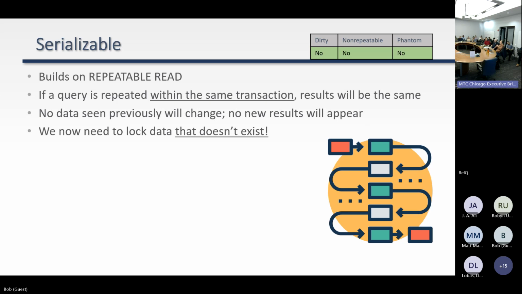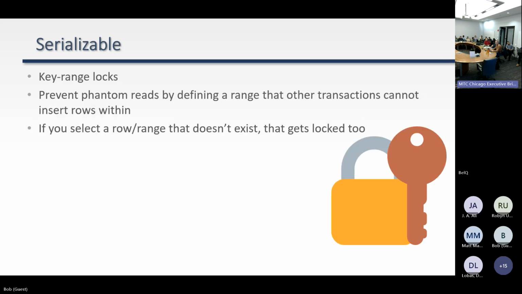We now need to lock data that does not exist. And if you're wondering how that happens, well, of course, you can lock the whole table and then nothing can get inserted, but that doesn't play very nicely, right? We're better than the original MySQL engine, where all it had was a table lock. So we need a better way to do that, but we need to lock this data that doesn't exist, preventing it from being inserted, so we can give this guarantee of no phantom reads.